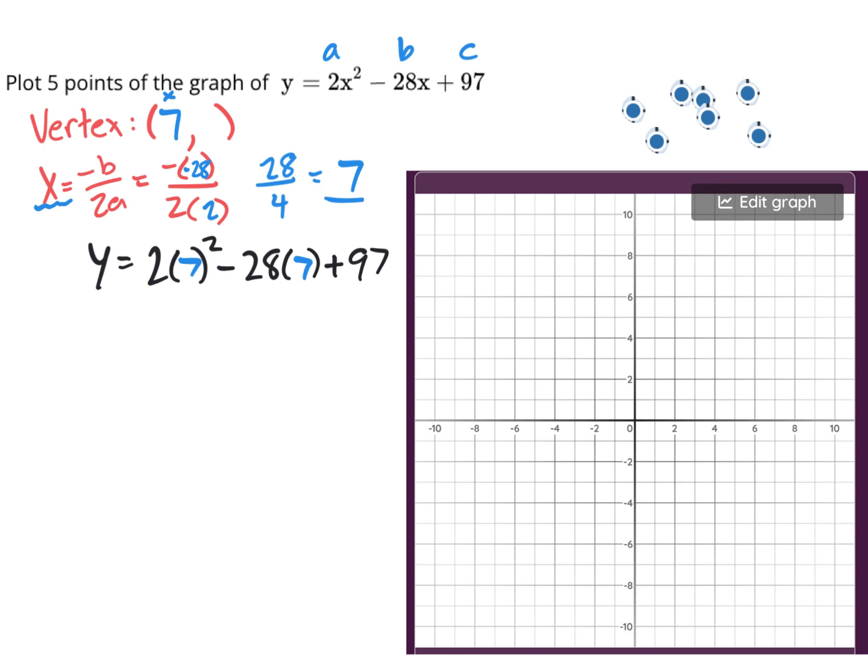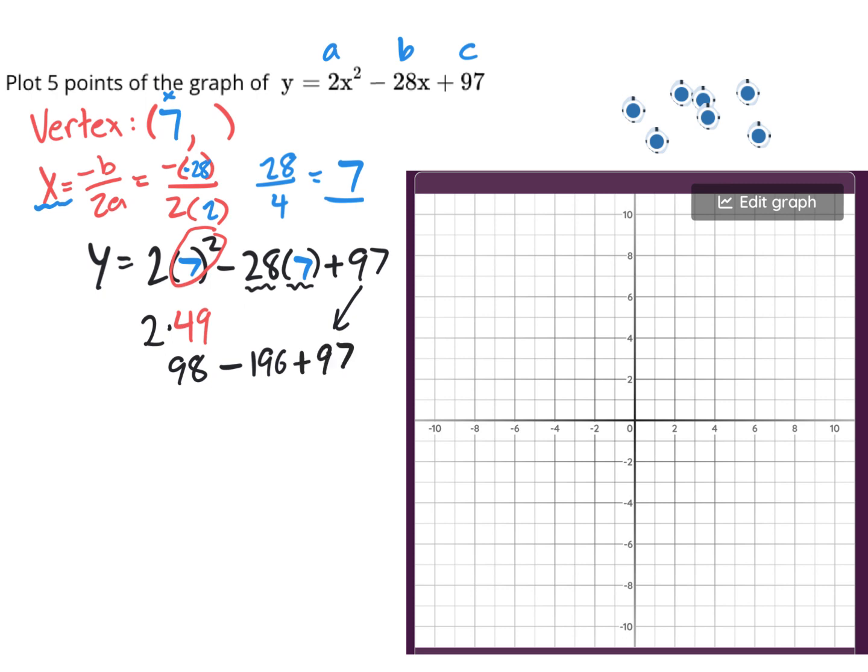Parentheses, you plugged in a 7, there's nothing to do in the parentheses. You move on to exponents. 7 squared is, 7 times 7 is 49. And you could bring down the 2 and multiply it by 49. 2 times 49 is 98, right? And then you could actually multiply the 28 times 7 with the minus sign in front. So 28 times 7 is 196. I just did that on a calculator right now. And we still have the plus 97 that I'm bringing down.